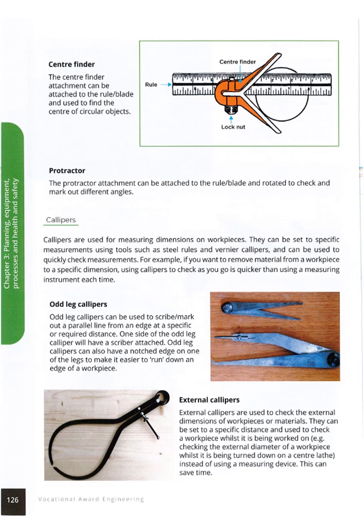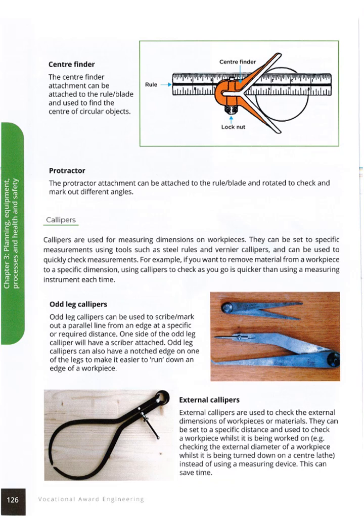Right then, calipers. There are a few calipers to talk about here. So we've got the odd leg caliper, external caliper, and internal caliper. I mean, clues in the name. Calipers are used for measuring dimensions on workpieces. They can be set to specific measurements using tools such as steel rules and vernier calipers, and can be used to quickly check measurements. For example, if you want to remove material from a workpiece to a specific dimension, using calipers to check as you go is quicker than using a measuring instrument each time.